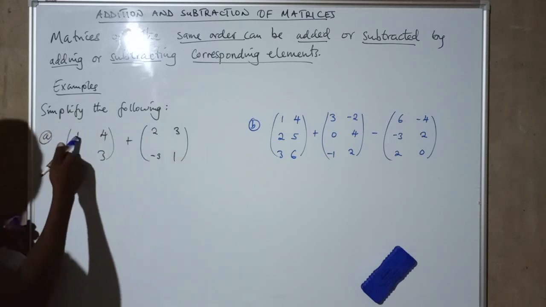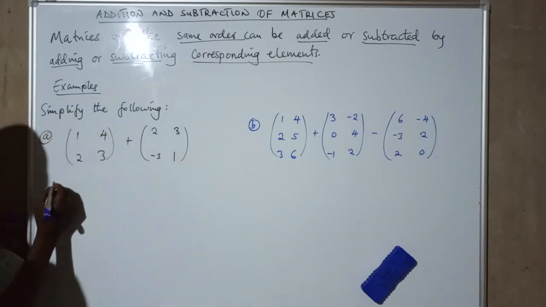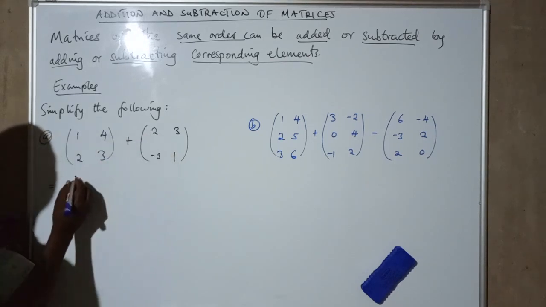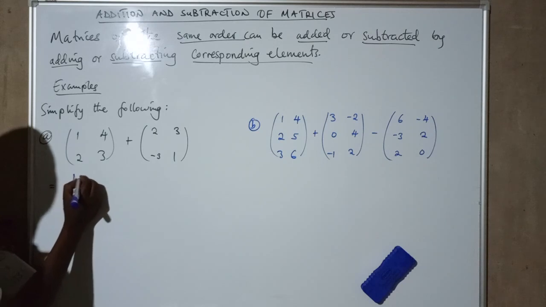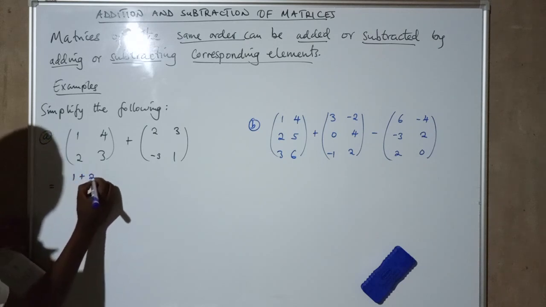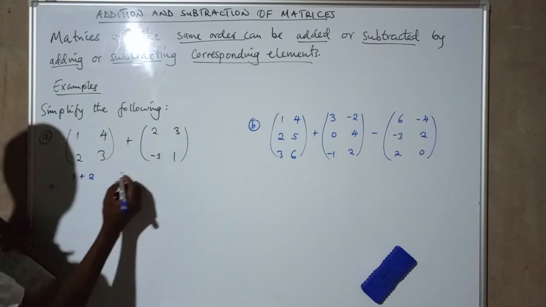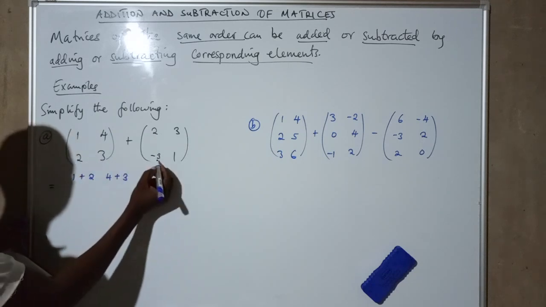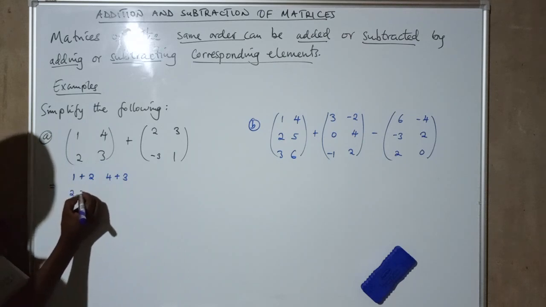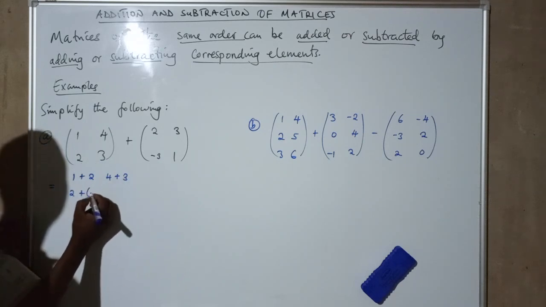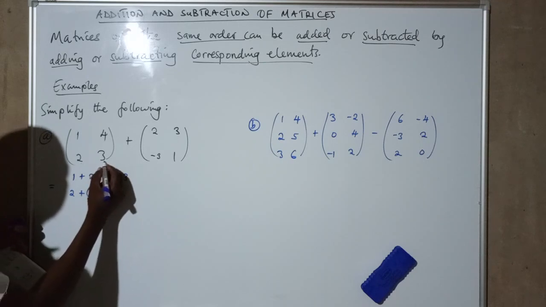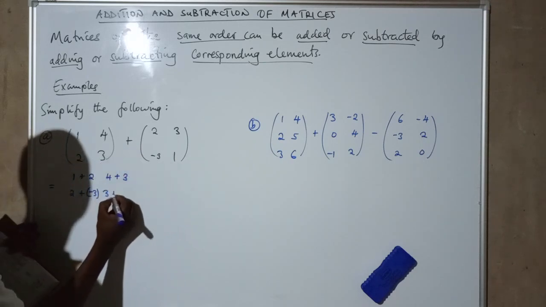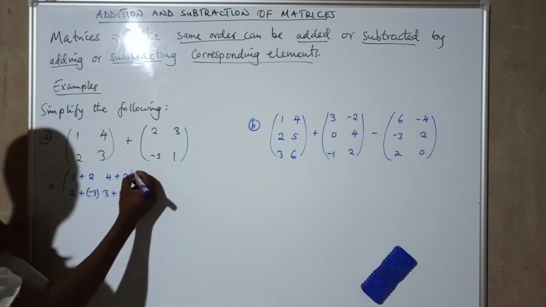So how do we add? Add the corresponding elements, like we say, equals. We can get this one plus this one, because this and this have the same position. So we can say 1 plus 2. Then this and this have the same position. So we can say 4 plus 3. Then this and this have the same position. So we can say 2 plus this is negative 3. So we'll say negative 3. Then this and this have the same position. So we can say 3 plus 1. Then we do like this.